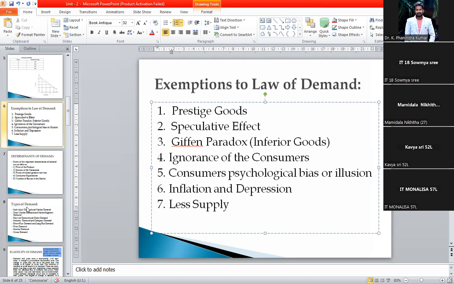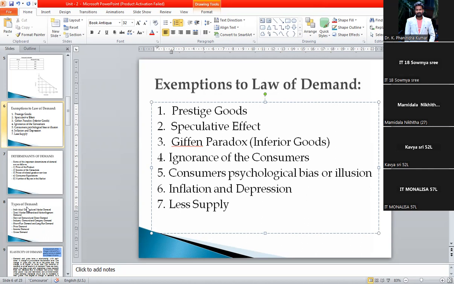Then ignorance of the customers. As people may not have some idea about the product, the utility of the product, the usage of the product, or the price of the product, people may come forward to purchase. What is the purpose of this product and what may be the use of this product?